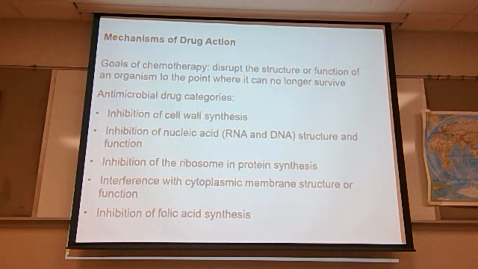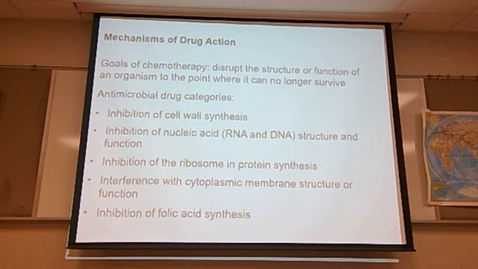There are basically five categories of antimicrobials. We refer to these categories as modes, M-O-D-E-S, modes of action. Number one, the ones always listed first, are cell wall inhibitors. These inhibit cell wall synthesis. They keep the cell from making new cell walls. No new cell walls, no new cells. You can also have one that inhibits the nucleic acid, either the RNA or DNA. These can inhibit either structure or function. Some of them do one or the other, some of them do both.